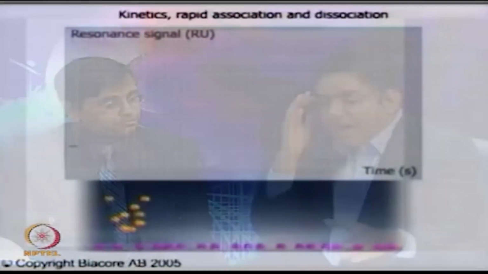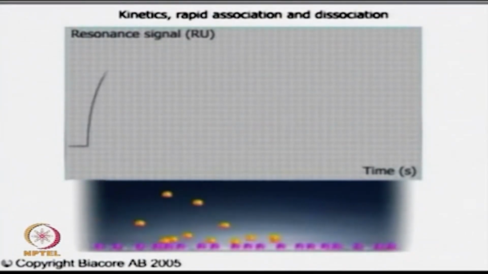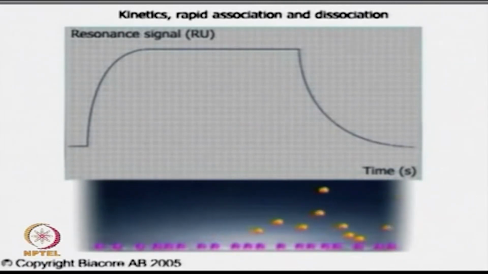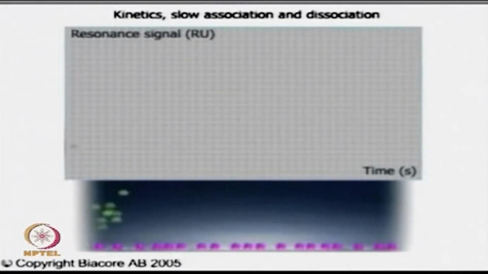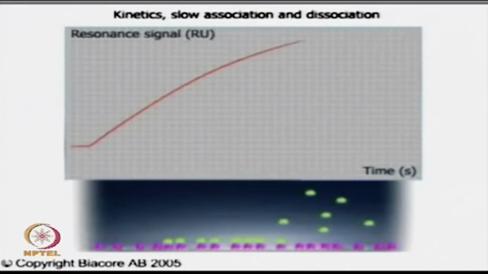The first example will be that of an extremely rapid association. So you see the slope of the curve goes up very fast and comes down extremely fast. So this is a rapid association and dissociation. Whereas if you see the slope of this curve that is about to come up, it is very slow association and very slow dissociation. So just by looking at these curves, you are able to actually tell if the interaction is fast or if it is slow.